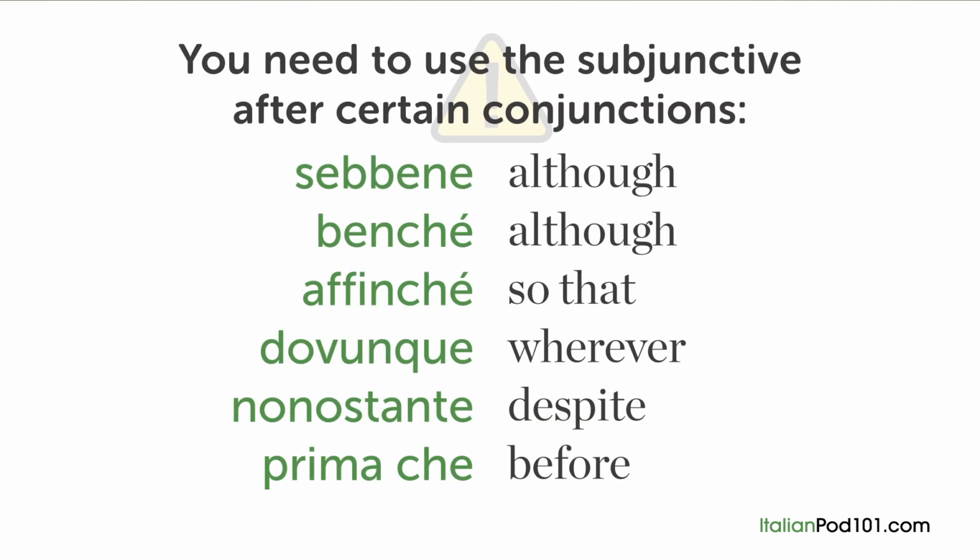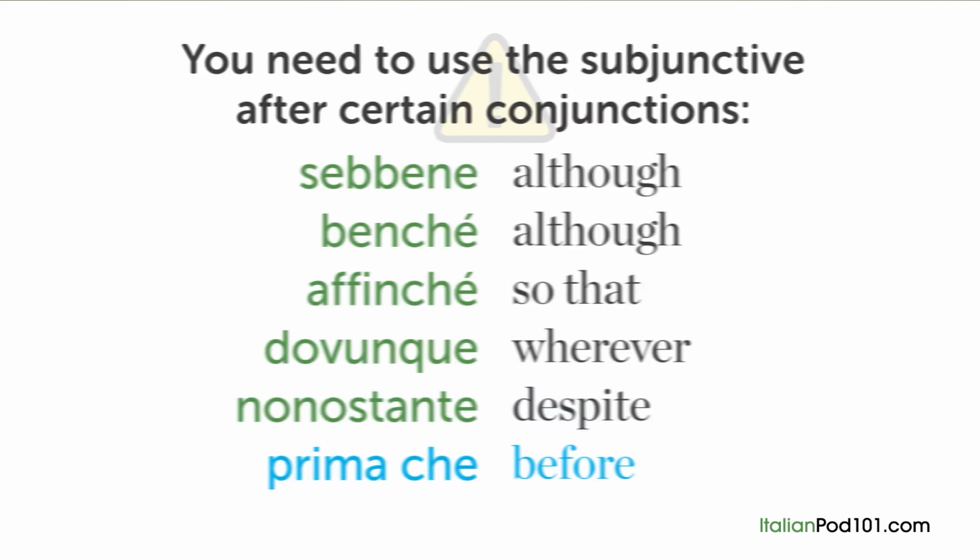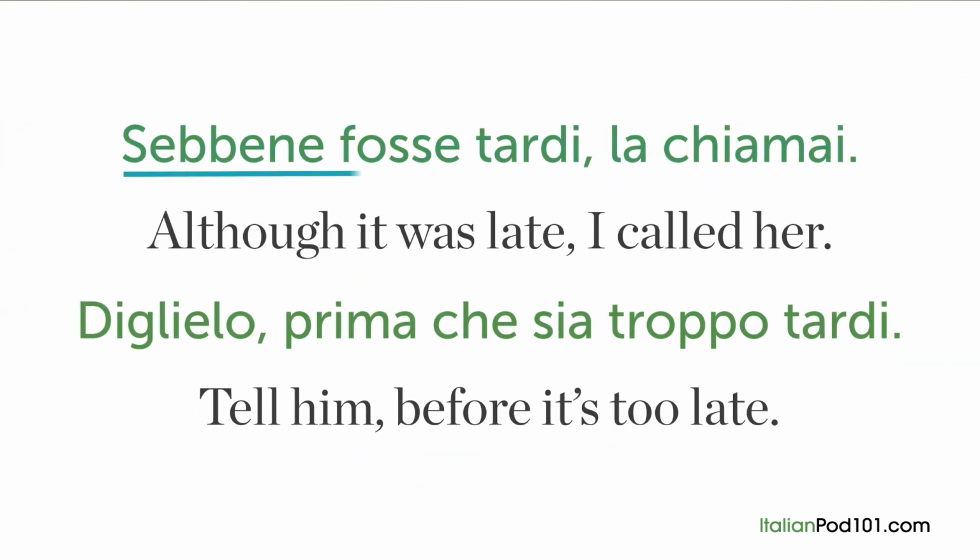You need to use the subjunctive after certain conjunctions. Sebbene, although, benché, although, affinché, so that, dovunque, wherever, nonostante, despite, prima che, before. For example, sebbene fosse tardi, la chiamai. Although it was late, I called her. Diglielo, prima che sia troppo tardi. Tell him, before it's too late.